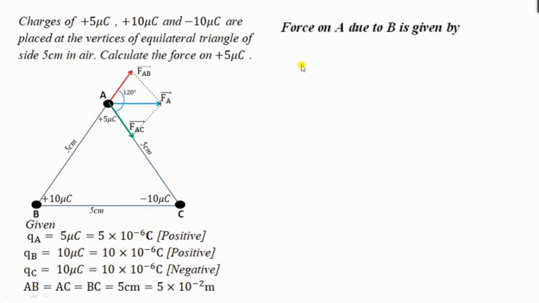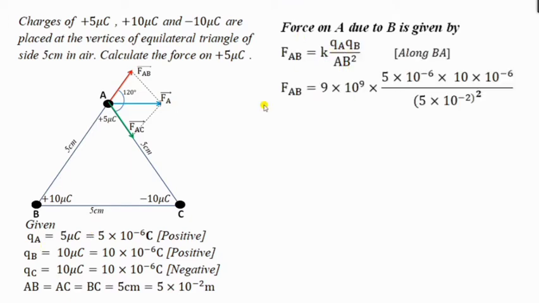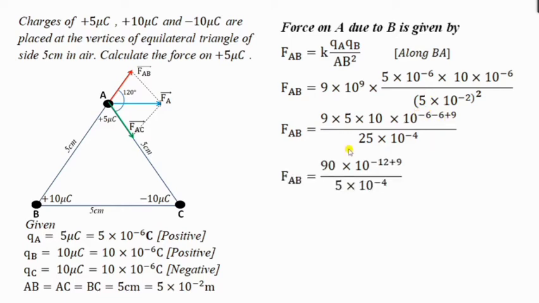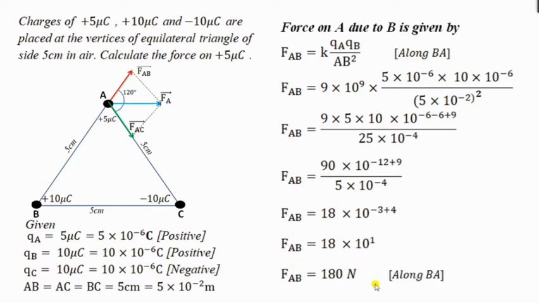So force on A due to B is given by K QA QB by the distance squared. If you put the value of K as 9 into 10 to the power 9, and these are the values of charges and this is the distance. Now we will multiply the numbers together and add and subtract the powers of 10. Now I'll take this minus 4 up. Now we'll get 180 Newton, and the direction is along BA. It is going from B to A, so this direction is along BA.